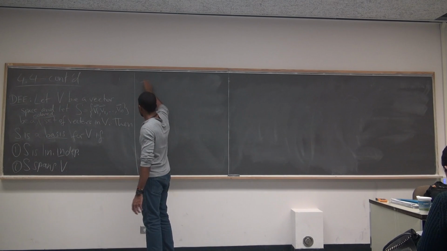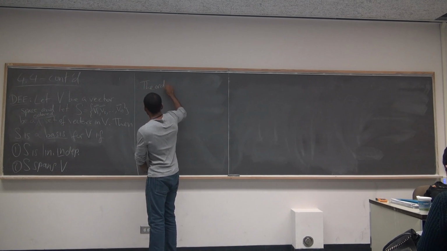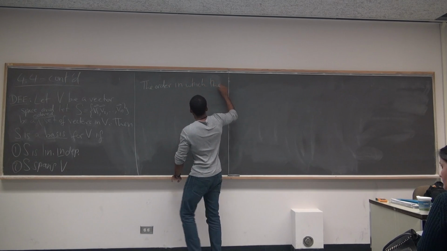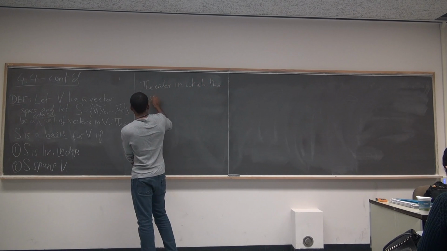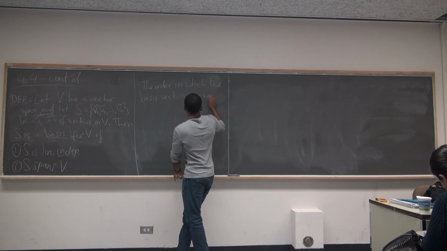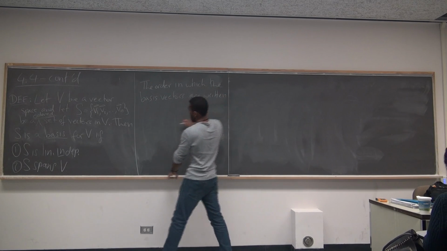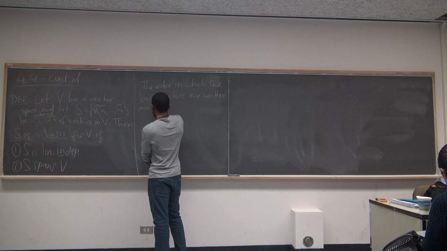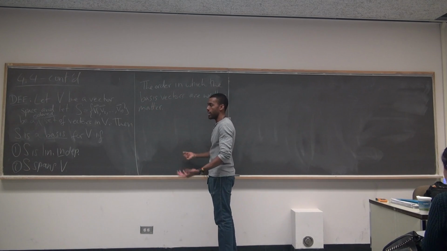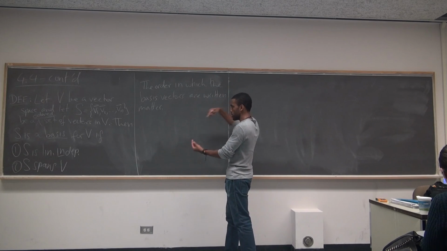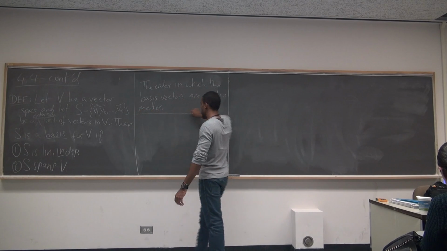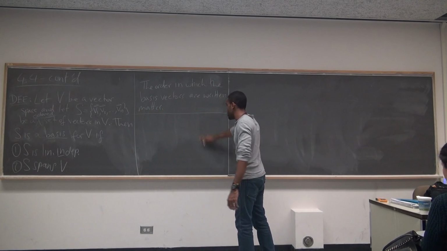The order in which the basis vectors are written matters. If you're looking at ijk notation in R3, you never put the j before the i. No one does that because you want them to line up with coordinates. So you order them. I just wanted to mention that because we were talking about coordinates here also.